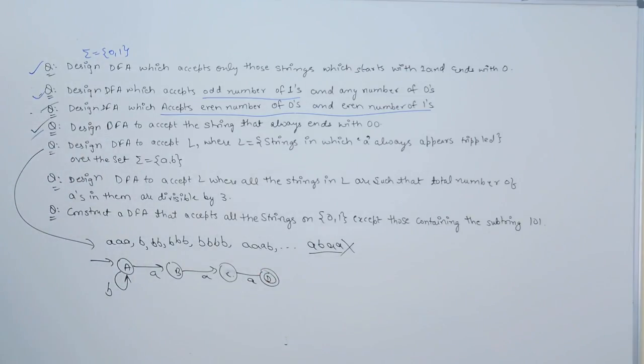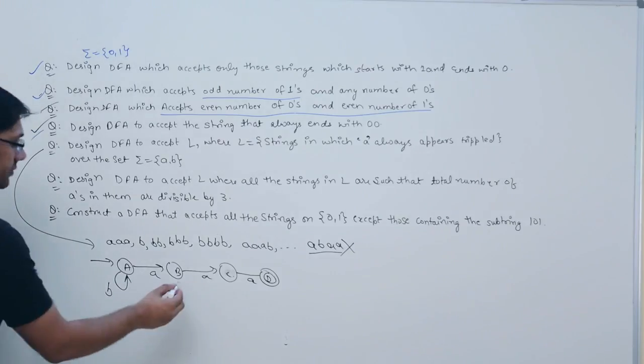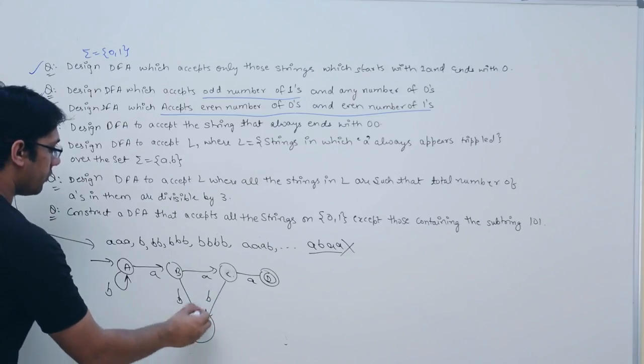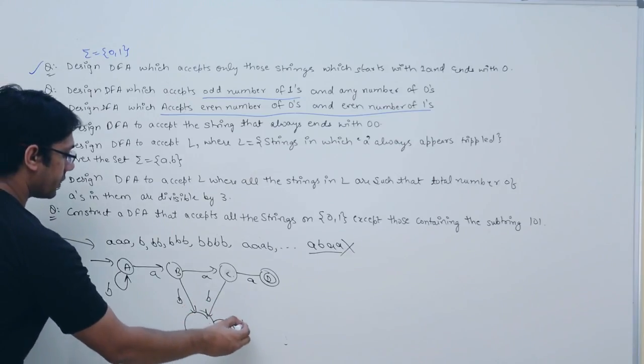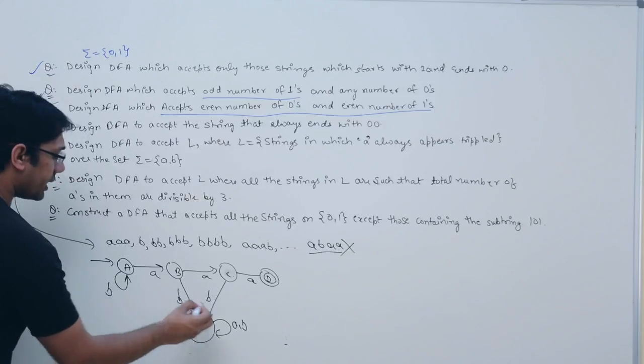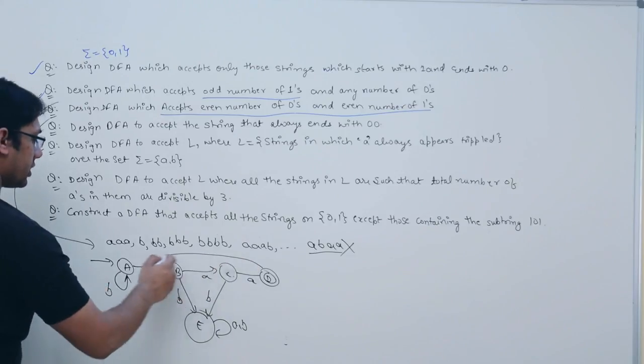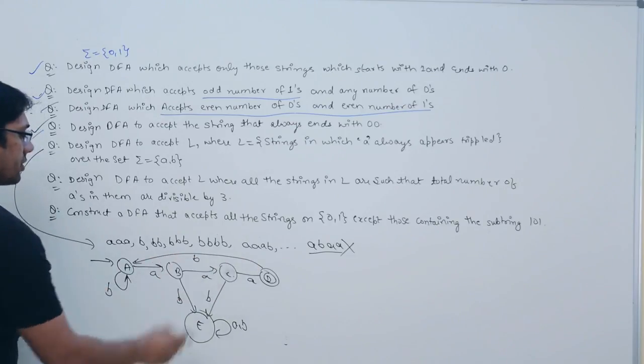But between these A's, if you get any B, that means the pattern is breaking. So we should not accept it. We should reject everything. If you get any B in the middle, we should reject it. But after this triple A, we can again have any number of B's.